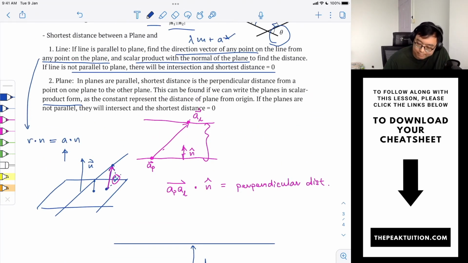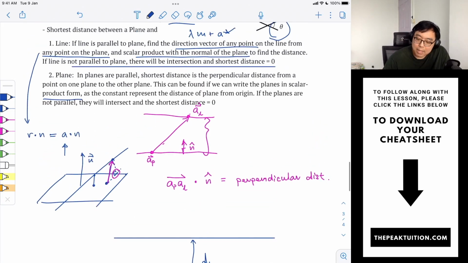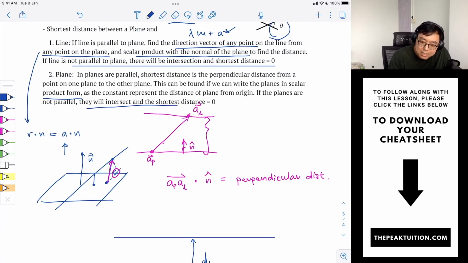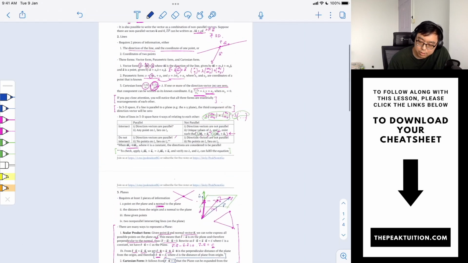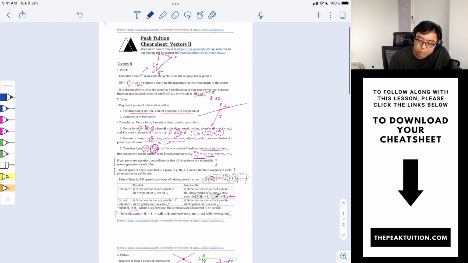However, if the planes are not parallel, then of course this method won't work. But we don't have to worry about that, because if they're not parallel, they must intersect somewhere, and the shortest distance will be equal to 0. And with that, we should have covered all of the important concepts for vectors part 2.